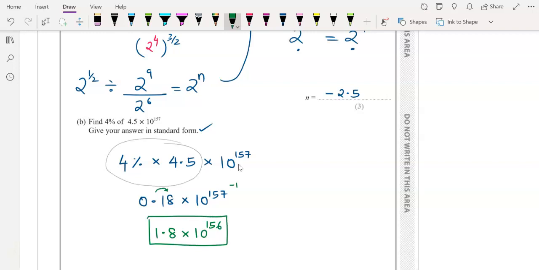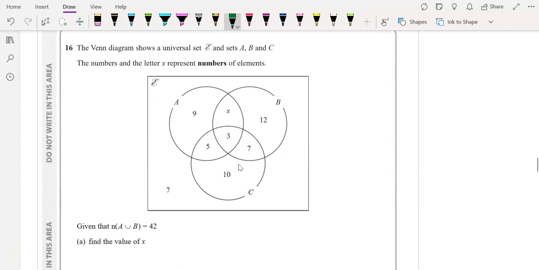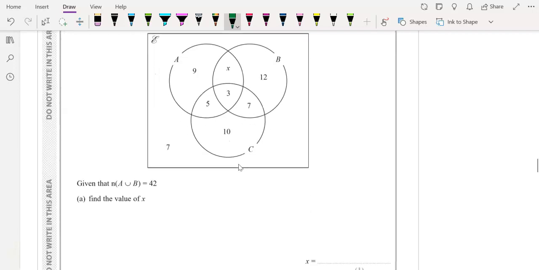Okay, next question. Question number 16. The Venn diagram shows a universal set and sets A, B, and C. The numbers and the letter X represent the numbers of elements. Given that the number of elements in set A union B is 42, find the value of X. So it means when you add up all the numbers which are in A union B, all 6 will add up to 42. So we can make an equation.